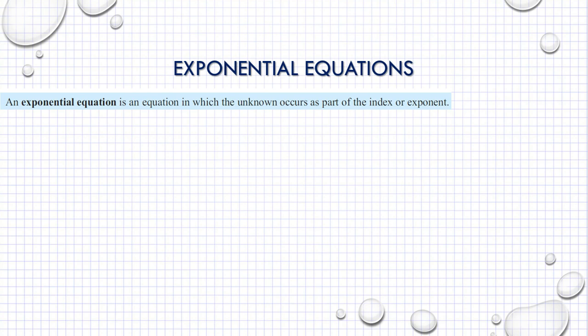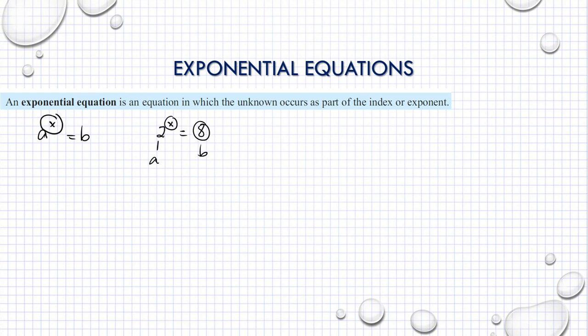Exponential equations. The definition of that is that an exponential equation is an equation in which the unknown occurs as part of the index or exponent. For example, we have a raised to x is equal to b. The unknown occurs as part of the index or exponent, so the x should be in the exponent. For example, we have 2 raised to x is equal to 8. So our a is 2, this is our unknown, and this is our b.